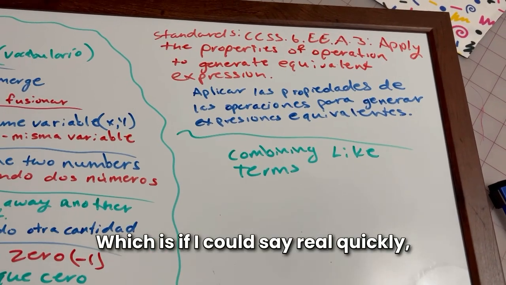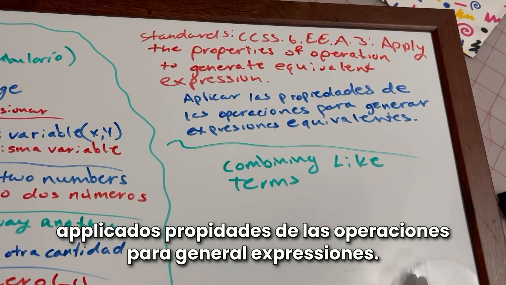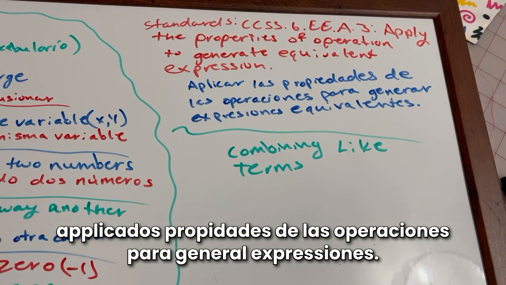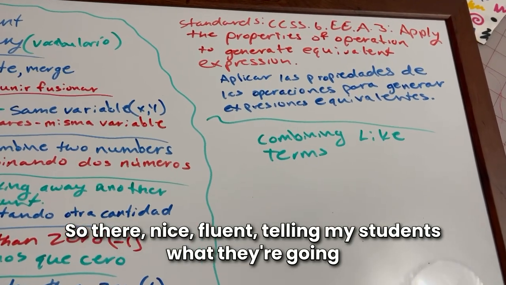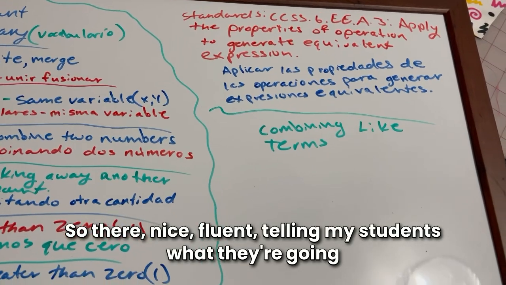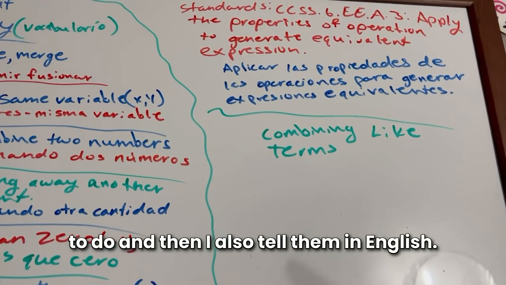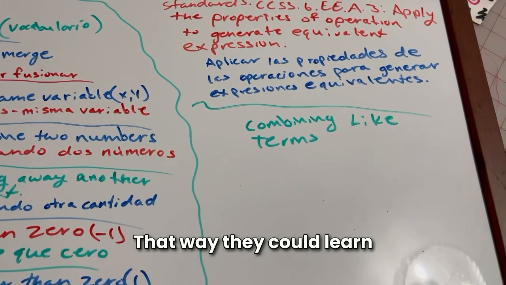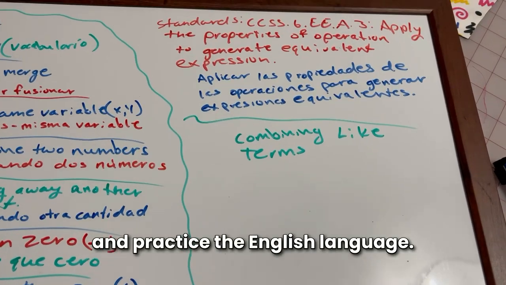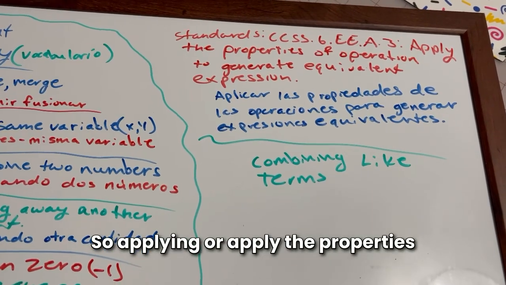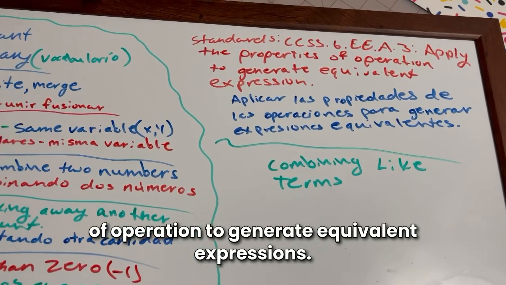If I could say it real quickly: aplicar las propiedades de las operaciones para generar expresiones equivalentes. So there, nice and fluent, telling my students what they're going to do, and then I also tell them in English, that way they can learn and practice the English language. Apply the properties of operation to generate equivalent expressions.